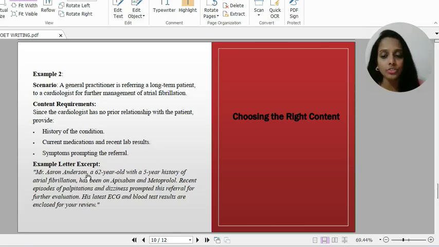Mr. Aaron Anderson, a 62-year-old with a 5-year history of atrial fibrillation, has been on apixaban and metoprolol. Recent episodes of palpitations and dizziness prompted this referral for further evaluation. His latest ECG and blood test results are enclosed for your review. So this is an example.